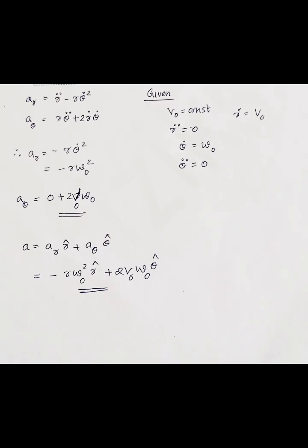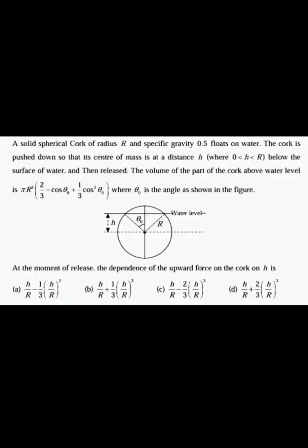And we know a theta is equal to r theta double dot plus 2 r dot theta dot. And here r dot is equal to v0 and theta double dot is 0. So that a theta is equal to 0 plus 2 v0 omega 0. So a is equal to ar r cap plus a theta theta cap. This is equal to minus r omega 0 square r cap plus 2 v0 omega 0 theta cap. So this is the acceleration.